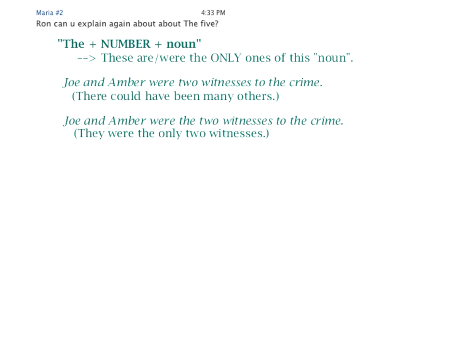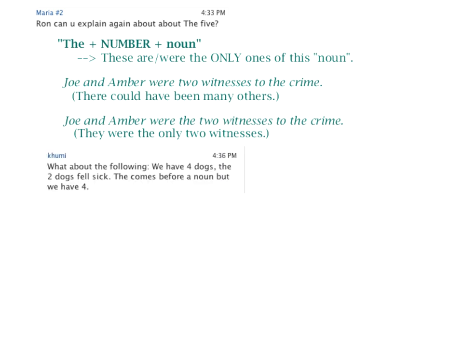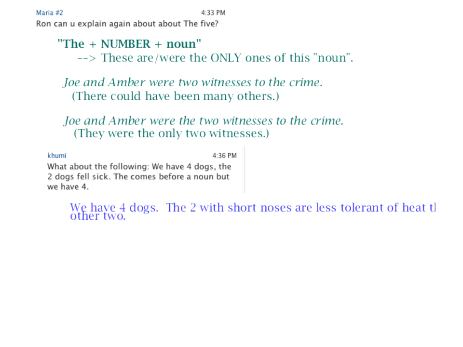Let me just, for the sake of completeness, go back to this topic here. We did this question on the board, so I may as well answer it. You can't say the 2 dogs if you only have 4, unless you are qualifying the dogs, like, unless you are saying some condition that doesn't apply to the other 2. For instance, if you say we have 4 dogs, the 2 with short noses are less tolerant of heat than the others.